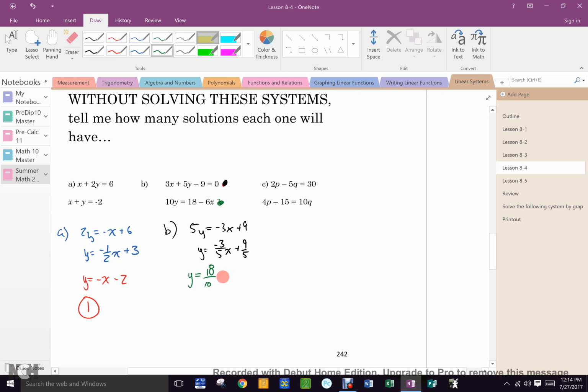18/10 plus negative 6/10 x. Would I ever leave this written that way? No. What would it become if it ever shows up on the screen? There we go. 9/5 minus 3/5 x. What do you notice about that and that? They're the exact same line, which means what? Infinite solutions. Why? Same y-intercept, same slope.